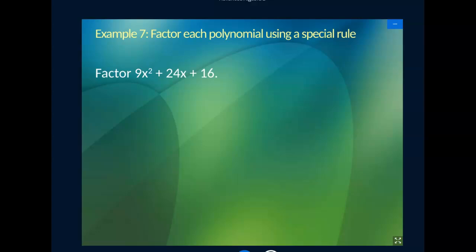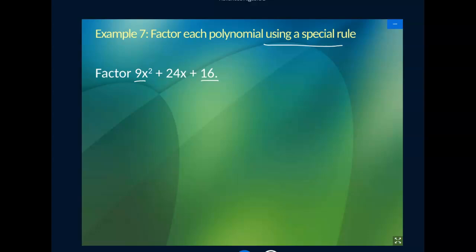Now it says using a special rule. So there is a special rule for this type of problem. What do we know about the number 9 and the number 16? What are those types of numbers? They have a special name. It might even be on your paper. I can't remember at this point. They have a special name. Yes, they're perfect squares.